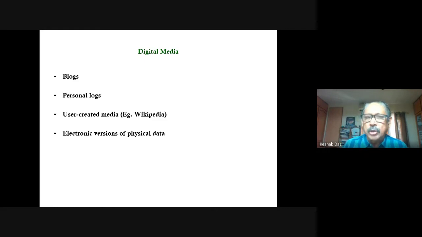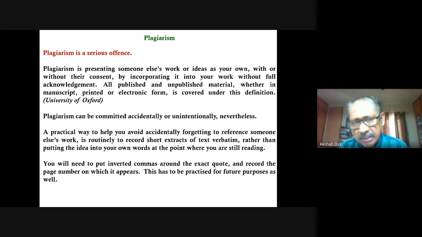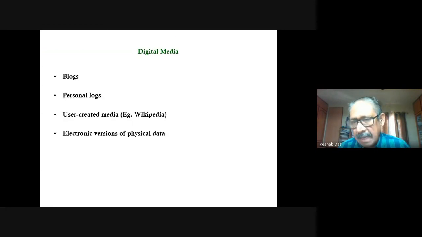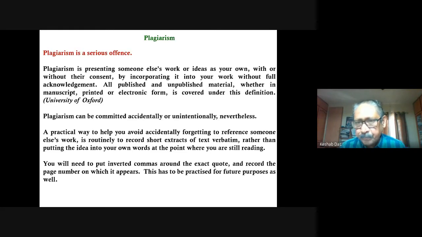So you find a lot of documents, books, reports, which are available in digitized form, which you can probably access. And that leads to the next small point again. I'll end it very quickly now.